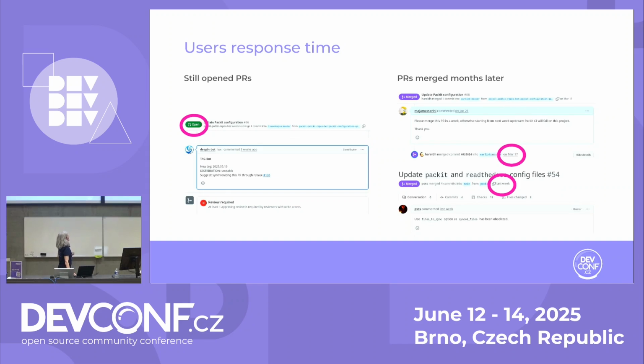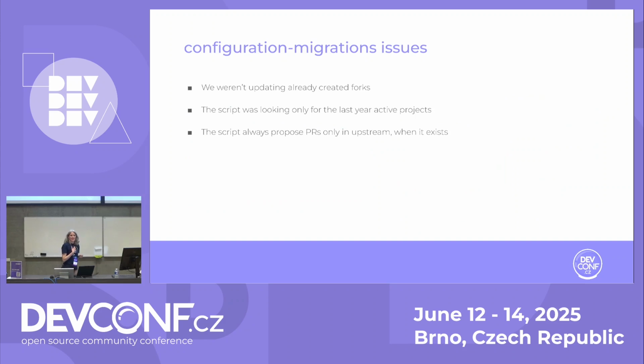But to be honest, we also had some issues with our tool, and one problem was that we were not updating the forks where we were creating the pull requests. So we ended up creating some outdated pull requests. And also when we downloaded the configuration of these projects, we looked for those active projects in the last year.